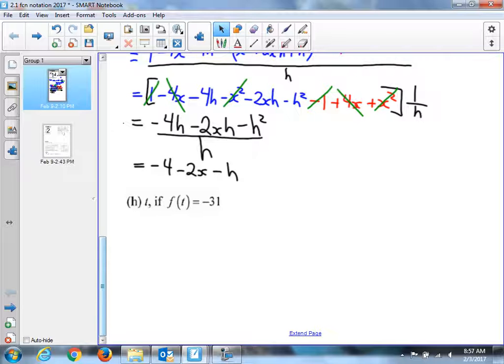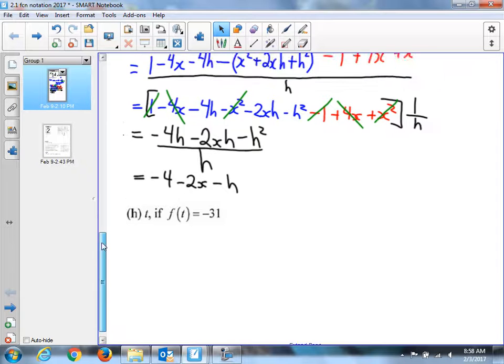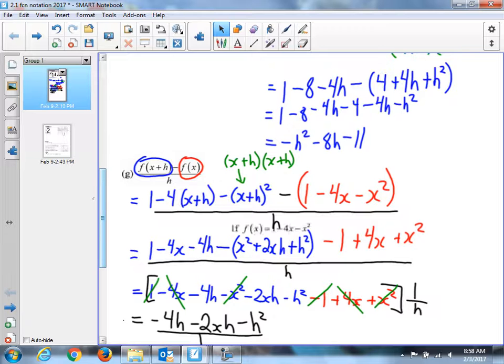Now, the last one, just so I don't have to scroll up, I have this down here. Find t. If f of t equals negative 31. Hold it a minute. Change the variable. Okay.